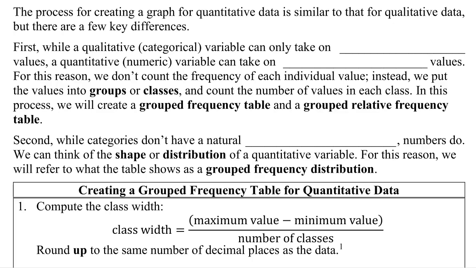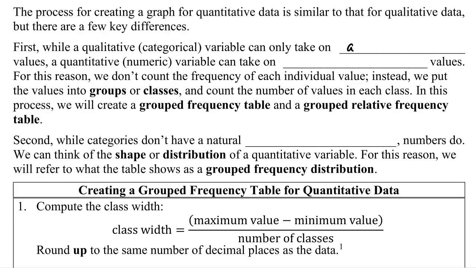In the last section, we created graphs for qualitative data, so for categorical variables. In this section, we're going to switch to making just one kind of graph, really, for quantitative data. And the process for quantitative data is very similar, but there are a few key differences. So as we go along, we're going to talk about those key differences as well as looking at where the process was the same.